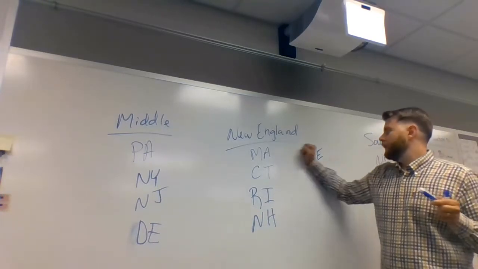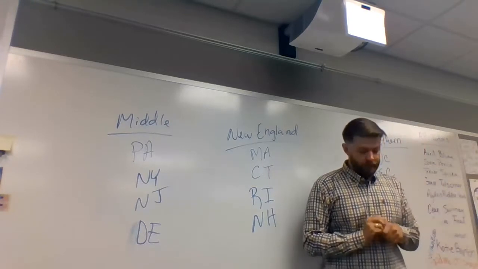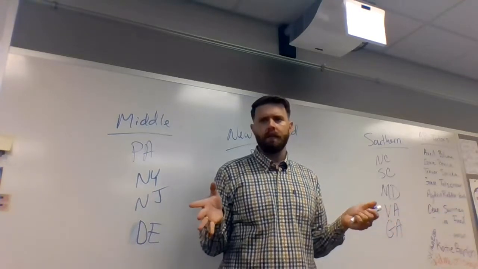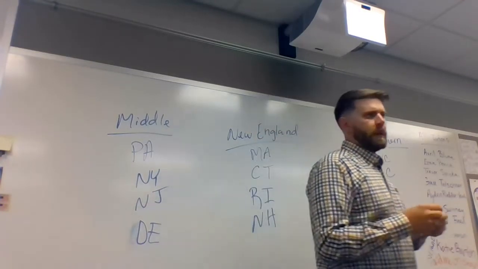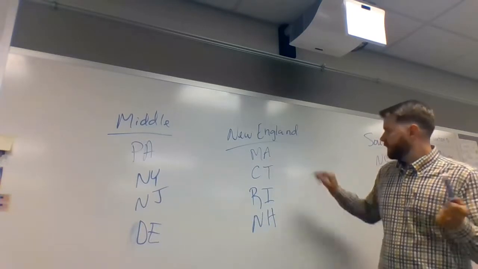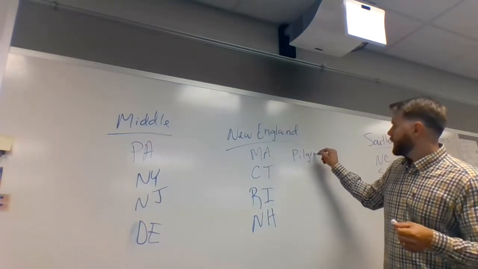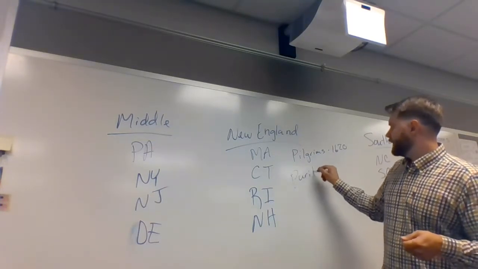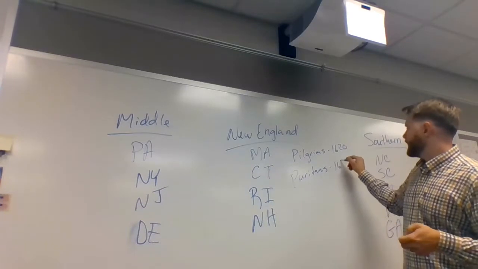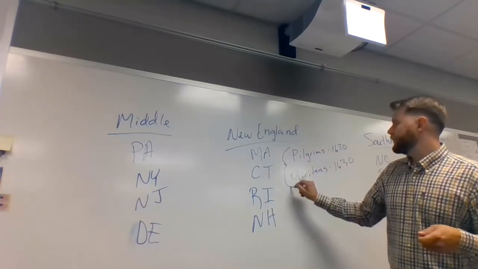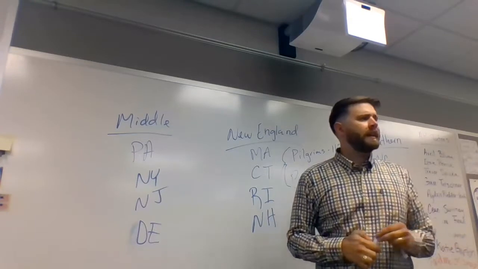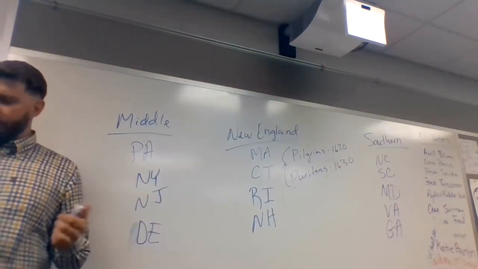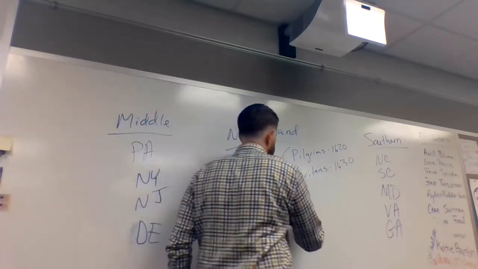We know New England was set up as what particular religious blend? Puritans, right? The Puritans and the Pilgrims. Pilgrims first in 1620, Puritans second in 1630. Both of these groups practiced what brand of Protestantism? They were all Calvinists. Okay, what's it mean to be Calvinist?